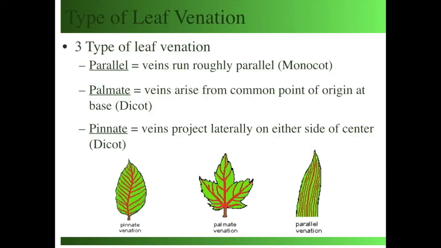The next category is leaf venation. There are three main leaf venations that you need to be aware of. Parallel venation, which we already discussed, is found in monocots. And then the last two consist of dicots: the palmate, or hand-like netted venation, and then the pinnate, which is the feather-like venation.